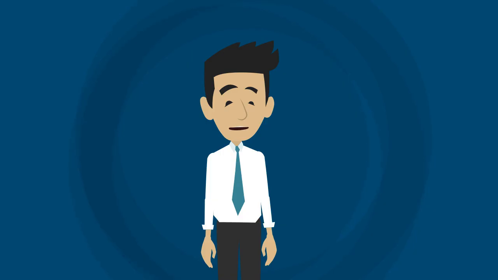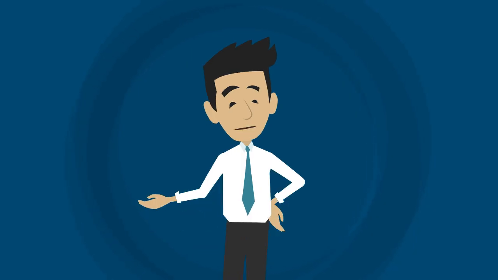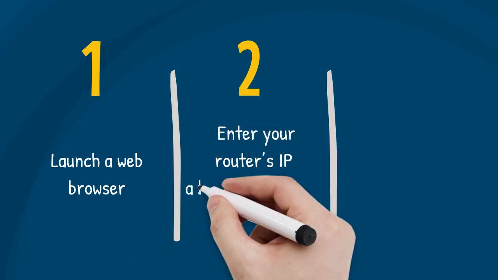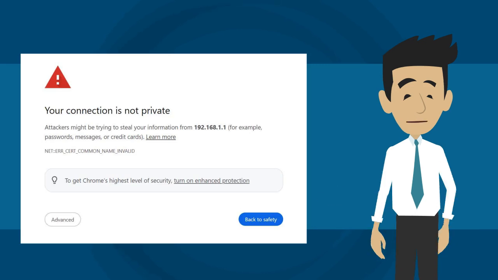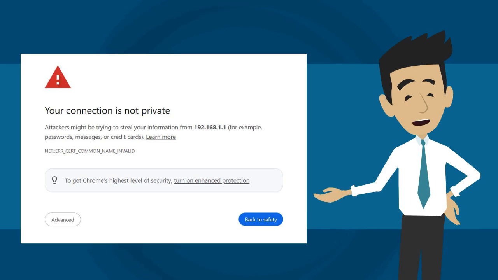Here are the troubleshooting steps for changing the wireless settings through your router's web interface. First, launch a web browser. Second, enter your router's IP address in the address bar, which is by default 192.168.1.1, and then press the Enter button. If you encounter a browser error message, simply follow the steps outlined in the link provided in the description below.